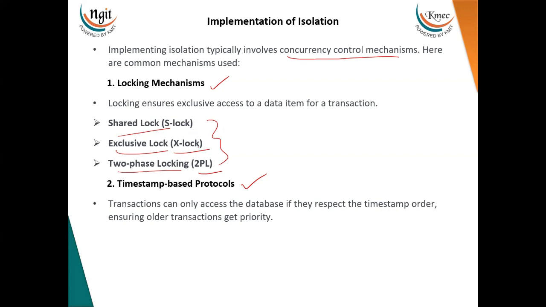And coming to exclusive lock, which is also known as X-lock. This is going to allow a transaction to read and write an item. Here it is going to perform only read, and here it is going to perform read or write an item. So no other transactions can read or write until the lock is released.